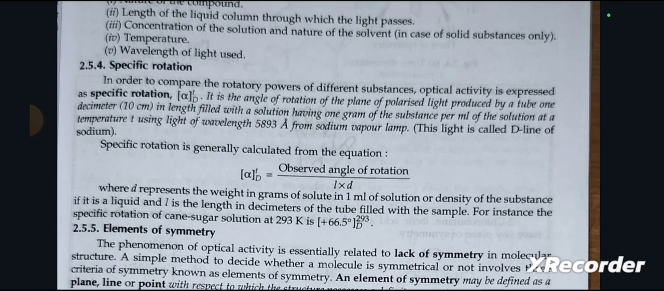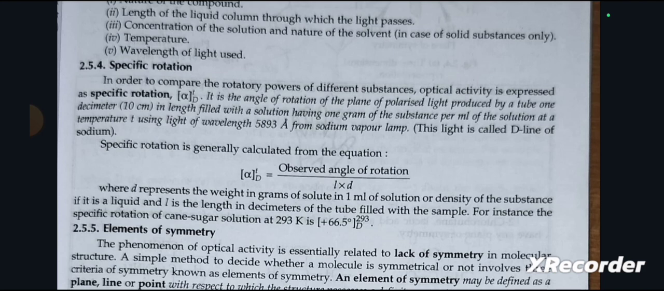2.5.4. Specific rotation. In order to compare the rotatory power of different substances, optical activity is expressed as specific rotation. It is the angle of rotation of the plane of polarized light produced by a tube 1 decimeter (10 centimeter) in length, filled with a solution having 1 gram of the substance per ml of the solution at a temperature T, using light of wavelength 5893 Angstrom from sodium vapor lamp. This light is called the D line of sodium.